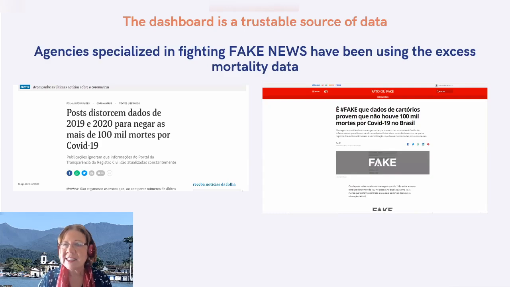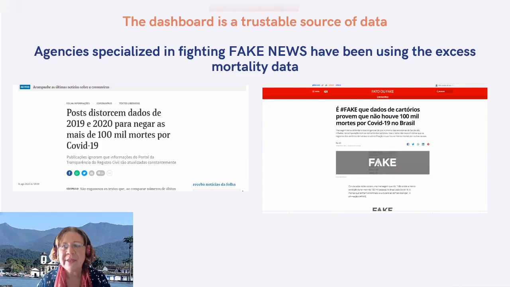So these agencies started to use the excess mortality to show: look at the excess mortality. People are not dying just because they would die anyway; there is an excess mortality that is exactly higher than, or sometimes the same as, the number of COVID deaths. We estimate that in Brazil it is very close to that number. So excess mortality is due to COVID in around 80% now, but we are still working on this estimate because of the delay of registration. It is a very trustable source that is used a lot, and the media keeps asking us for more analysis.